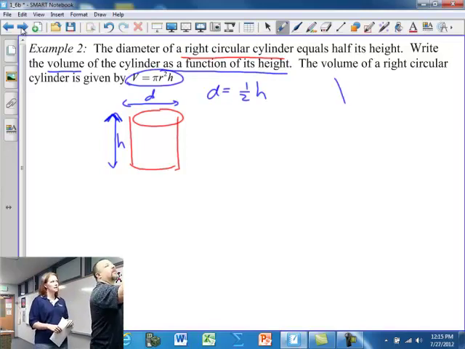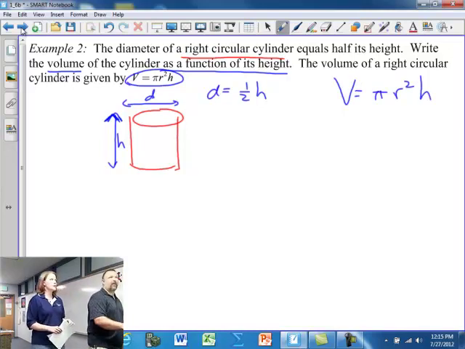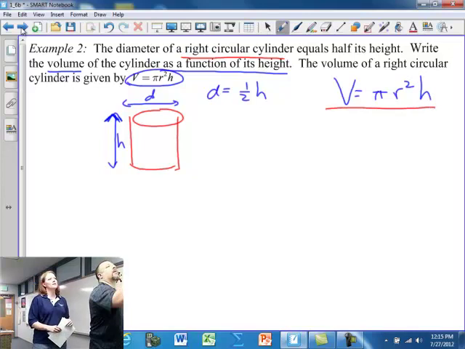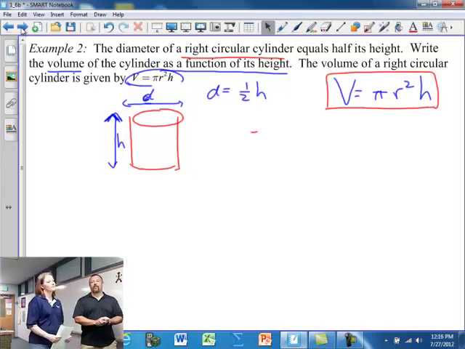You're going to see problems like this on the ACT, on those standardized tests, and a lot of times they'll give you the function or the formula you need, but they won't give it with the right variables. Right now we have a formula for volume as a function of the radius and the height. What do I want to write the volume as a function of, though? We want it as a function of only the height, so the r's got to go.